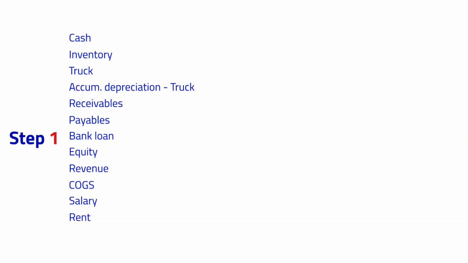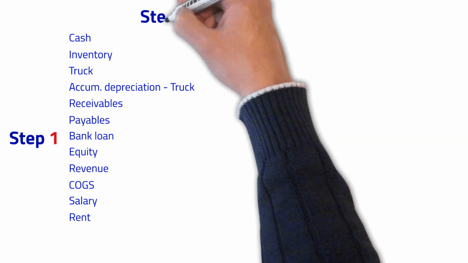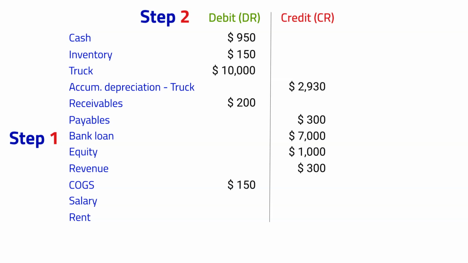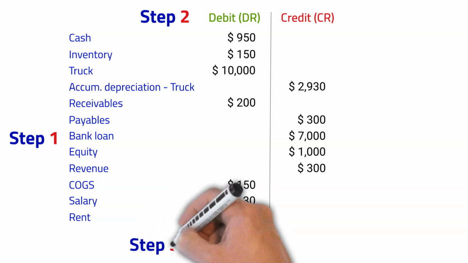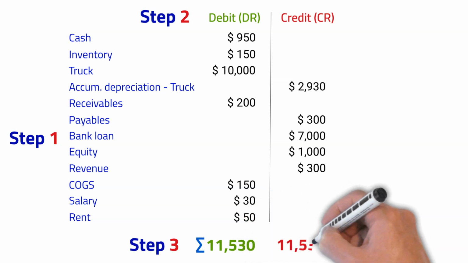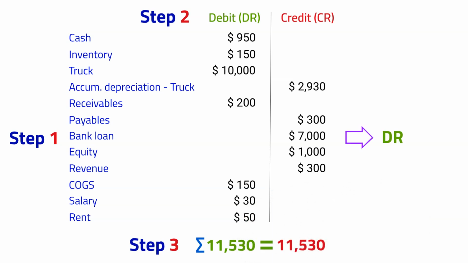Now let's build the trial balance. In step 1, we list every account exactly once. In step 2, we copy its ending debit or credit total. In step 3, we add both columns. Debits equal 11,530, credits equal 11,530, balanced.